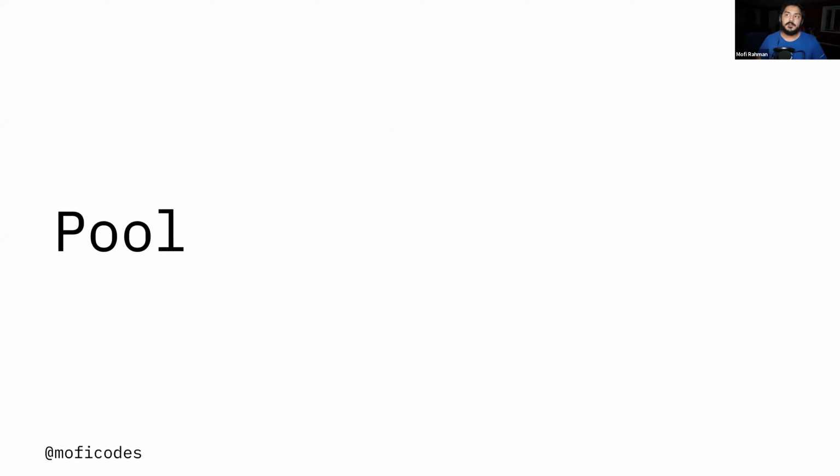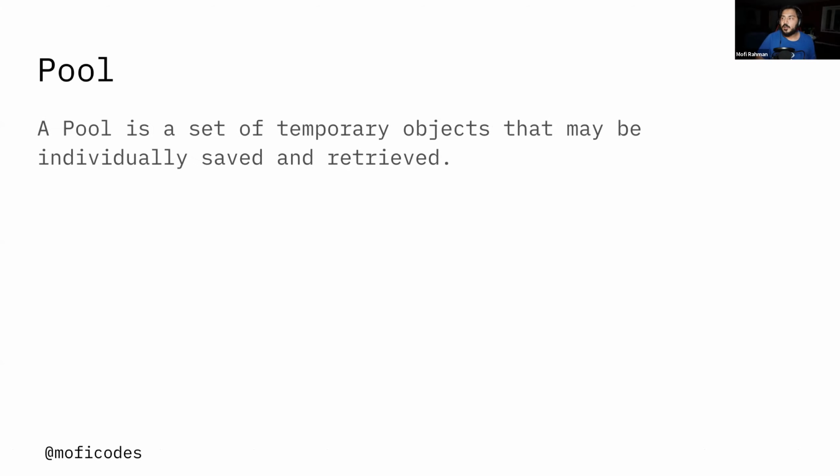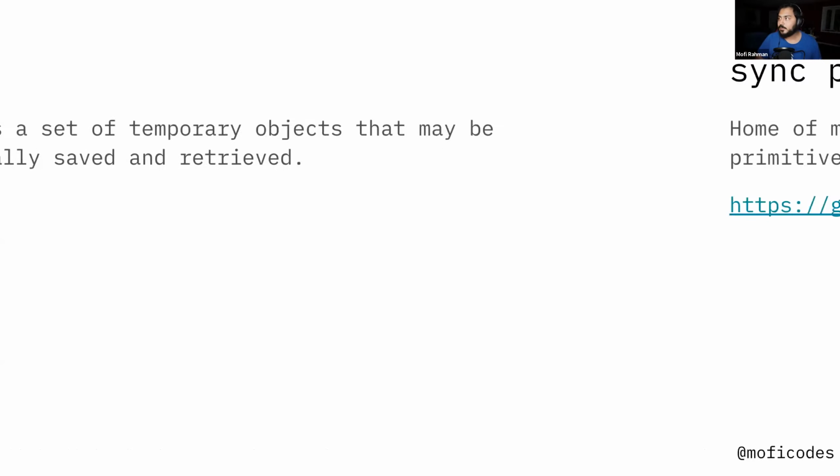A good use case for it would be a database connection. You don't want to recreate that connection over and over. You just have a connection pool. Most database libraries already have that built in, so you don't really have to recreate that yourself. But if you're creating a database library, or you're not using a library and you're just writing it yourself, pool is a good use case for that. So again, it's a set of temporary objects that may be individually saved and retrieved. You have this collection, and once you create them, you don't have to recreate them over and over.